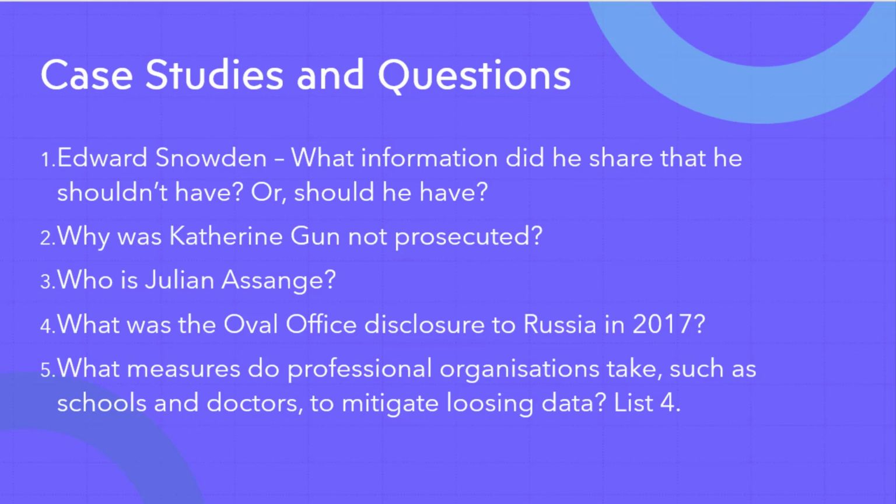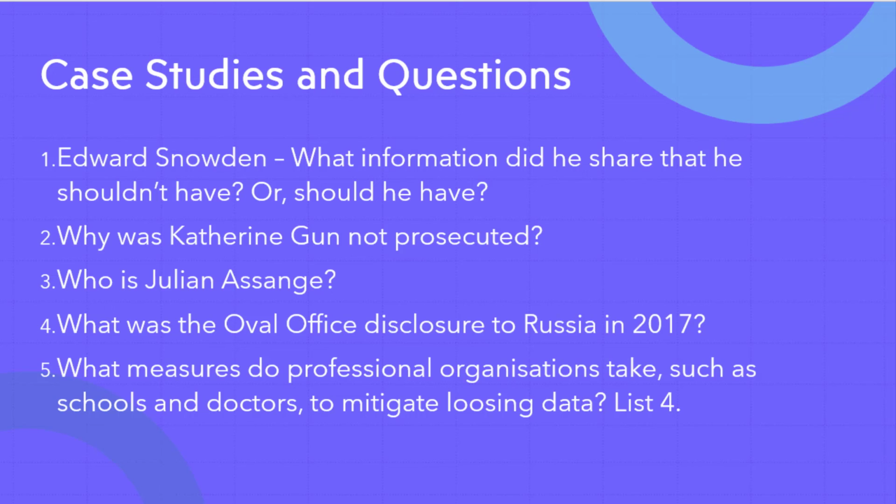So a couple of things here for you to do. Case studies and questions. Edward Snowden: what information did he share that he shouldn't have, or should he have? That's the question I want you to try and have a bit of a delve into. Why was Catherine Gunn not prosecuted? You might need to research who Catherine Gunn is, and why she did not get prosecuted when she broke the Official Secrets Act.